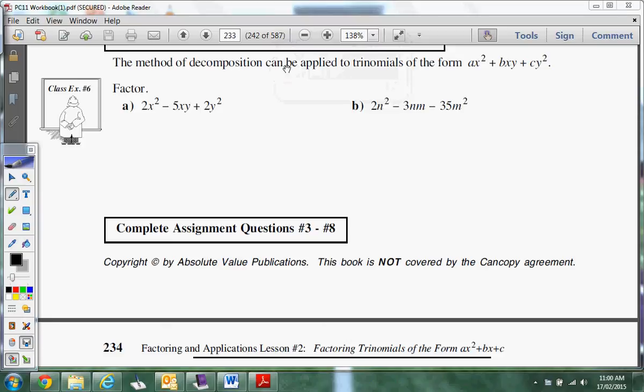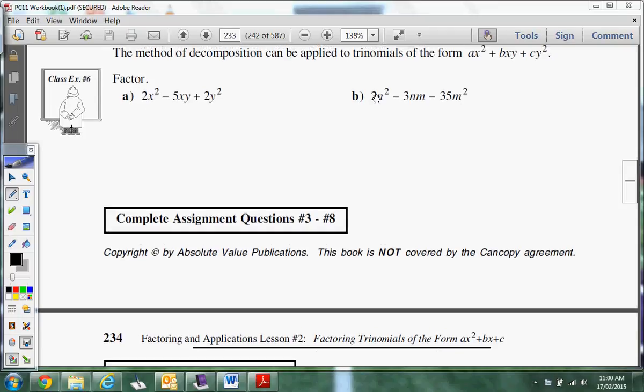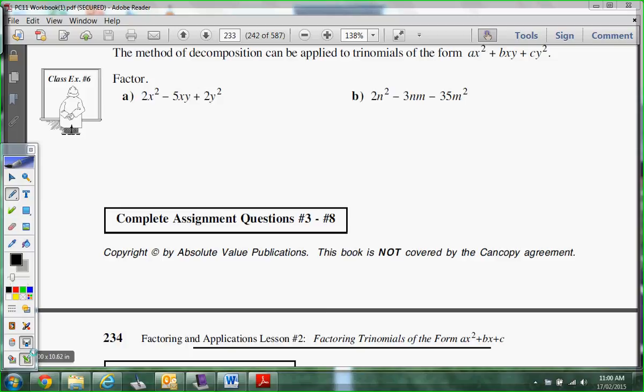Okay, so on B, what was kind of hard on this one was it was a little bit bigger of a number when we multiplied our A times C. Our A times C got us 2 times negative 35, which is negative 70. So it's a little bigger than what we have been doing. But you should still be familiar with 10 times 7. So it would be negative 10 times positive 7. That gives you the negative 3 in the middle.